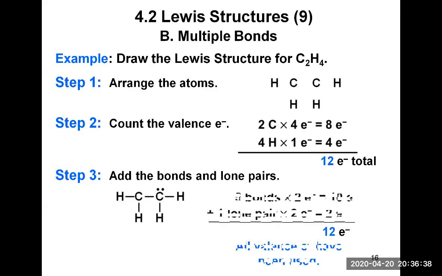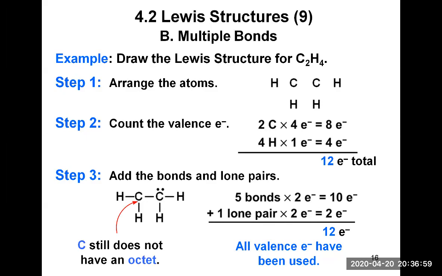Let's do the count here. We have 5 bonds times 2 electrons each. That's 10 electrons from the bonds, plus a lone pair, 2 electrons from that lone pair. So 10 plus 2 is 12 electrons. All valence electrons have been used. However, one of the carbons still does not have an octet. One has the octet, but the other doesn't. So we need to share the lone pair with the other carbon so that both carbons have an octet, and we don't bring new valence electrons this way. Since we have used them all, we cannot bring any more.